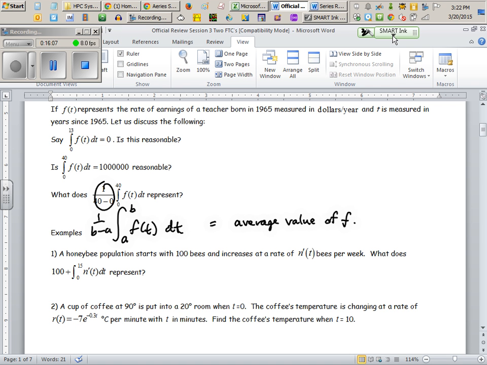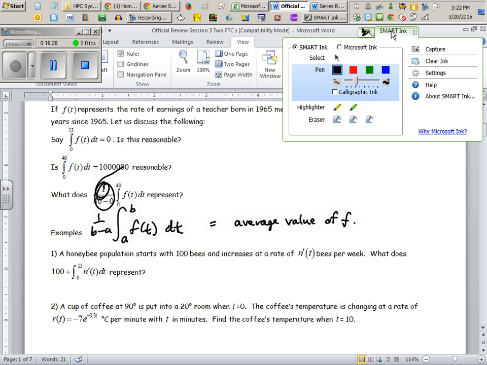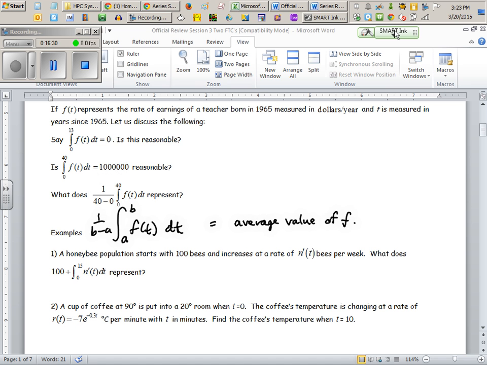This is a very, very important theorem. Some people think it's one of the most important theorems in all of calculus. I don't know if you can say such things, but they're all important. All the theorems are important. But what about this particular case? The 40 and the 0 and the units. What does it mean in this problem with the teacher? Okay, between 0 and 40, the average earnings.